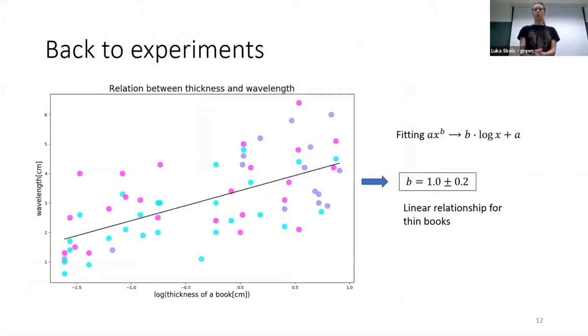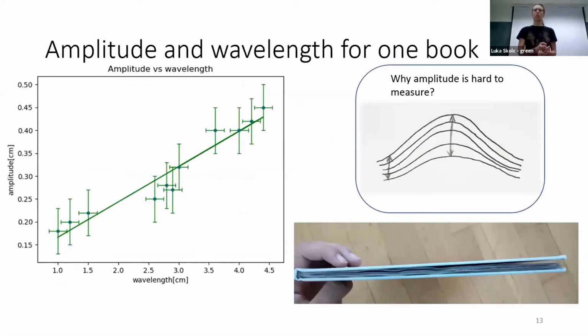So let's return to experiments. In experiments, we also got a linear relationship between wavelength and thickness of a book, which I just got already in the theoretical part. And you may also be wondering why we didn't just measure the relationship between amplitude and thickness of a book. The sketch on the right can explain this.